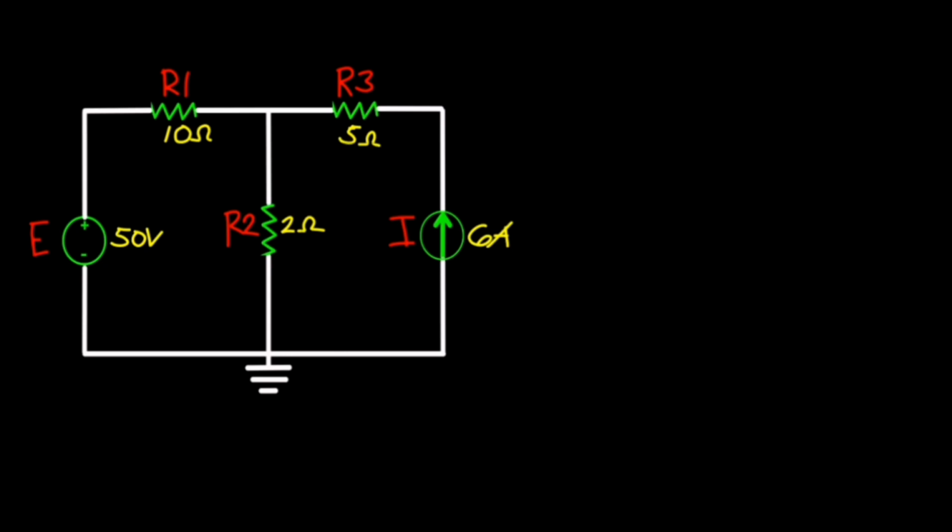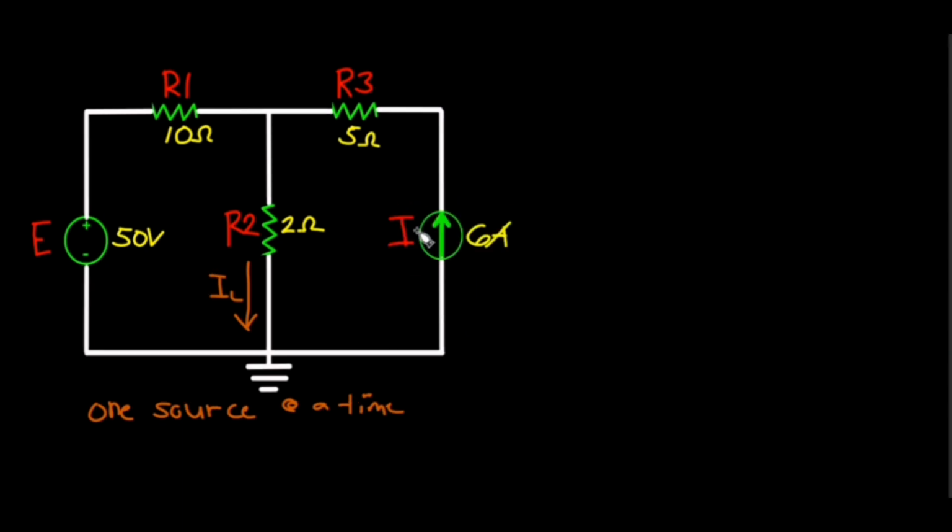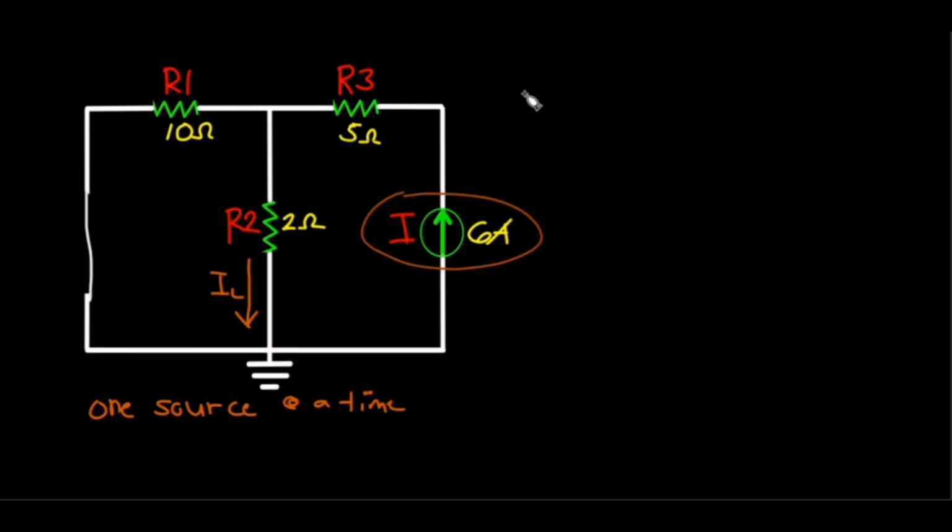In solving the circuit using the superposition theorem, we have to calculate the current flowing to the R2 using one source at a time. Meaning, if we use the 50-volt source, we will open the current source and solve the current at R2. And if we use the 6-ampere independent current source, we short the voltage source and solve for the current at R2. Right after we solve the 2 currents flowing to R2 using 2 sources, we will add them algebraically.